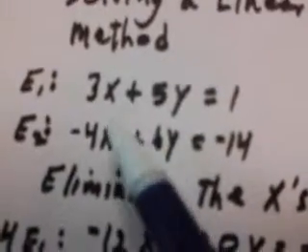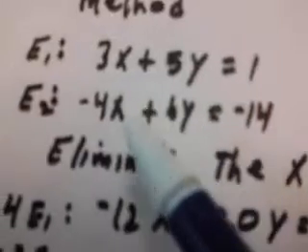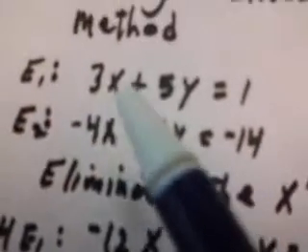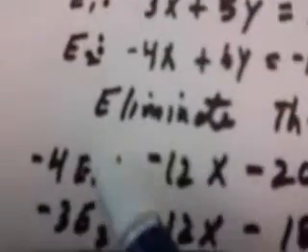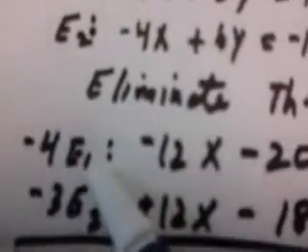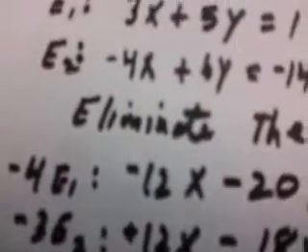I want to eliminate the x's. That's why we call it the elimination method. In order to eliminate the x's, I have to add two equations together. So I try to multiply both equations by a number. That number will allow me to add two equations together to eliminate the x's. So I decided to multiply the first equation by negative 4 and the second equation by negative 3.